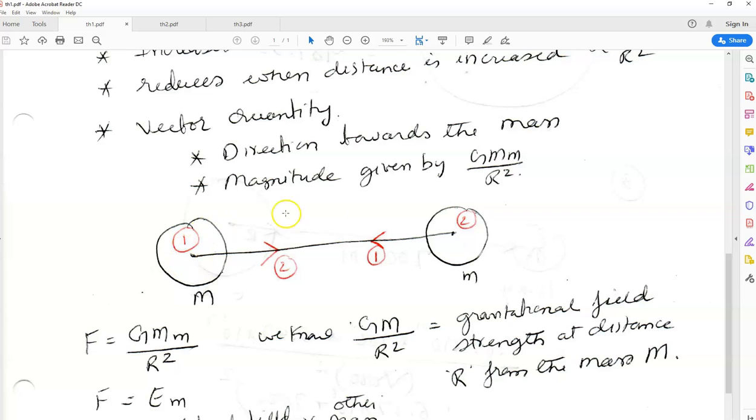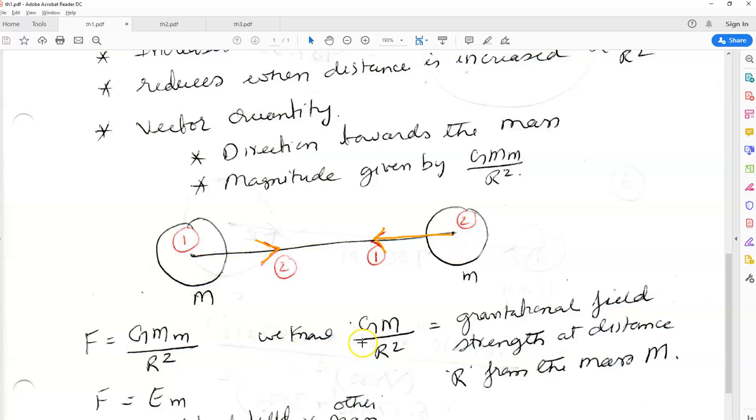You have to keep in mind it has both direction as well as magnitude. Sometimes you will come across diagrams like this where you have two masses, M and m. I have labelled them 1 and 2, and this is the force of attraction due to mass M. The arrow says the force acting on this mass is towards the other mass. This is the force of attraction on this mass because of mass 2. So F equals G M m by r squared.